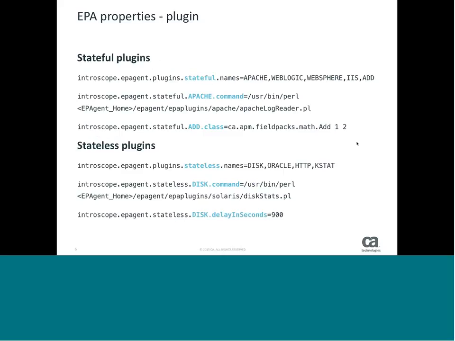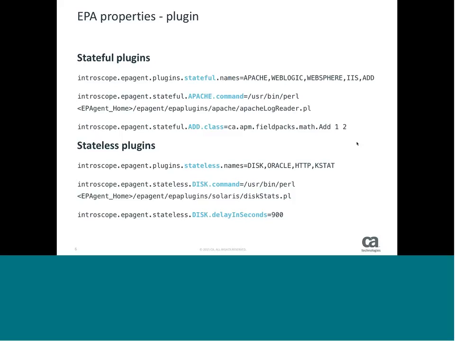So the plugins are configured very simply. There's a property plugin stateful.names, and you just give a name there. For example, here we have 5 stateful plugins configured, and for every plugin, you supply the command that has to be executed by the EPA for this plugin. So, for example, for the Apache log reader, we have /usr/bin/perl, so it's a Perl script, and then we have the path to the Perl file.